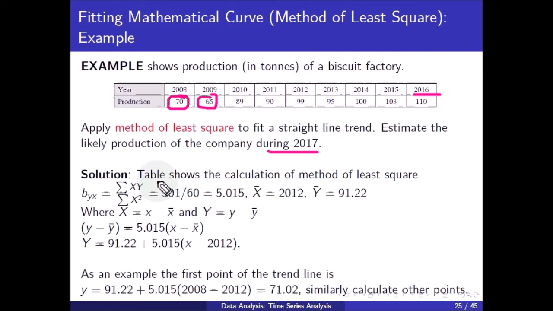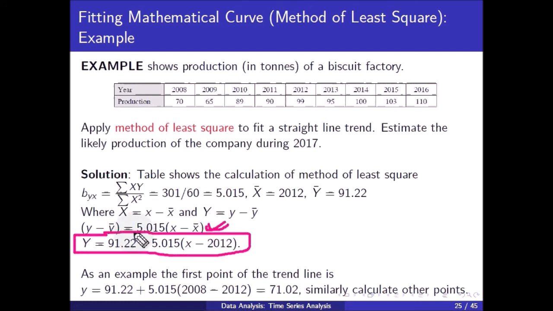Now the table shows the calculations of the method of least squares. So this is the equation, this is the calculation. x bar is equal to the mean value, 20, and the mean value of y is 91.22, and x is nothing but x minus x bar, and y is equal to y minus y bar. Now this is the straight line equation. If you rearrange the equation, this is the final straight line equation, and already we know how to get this one.